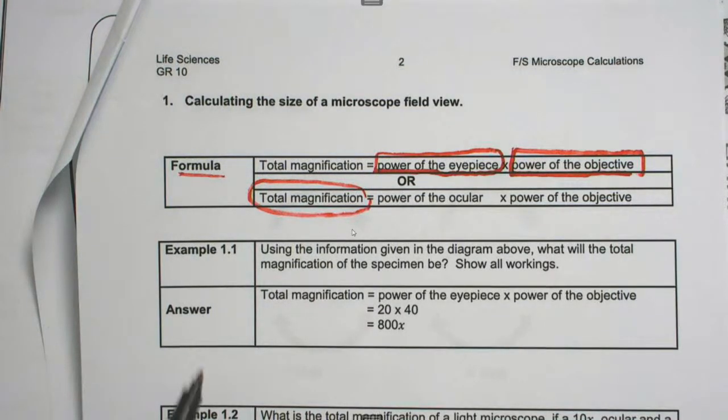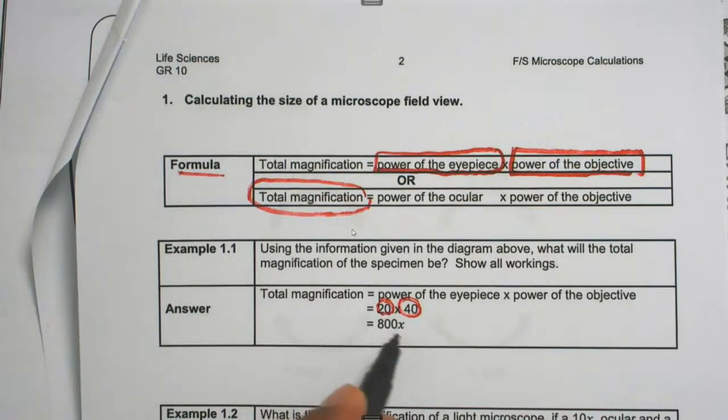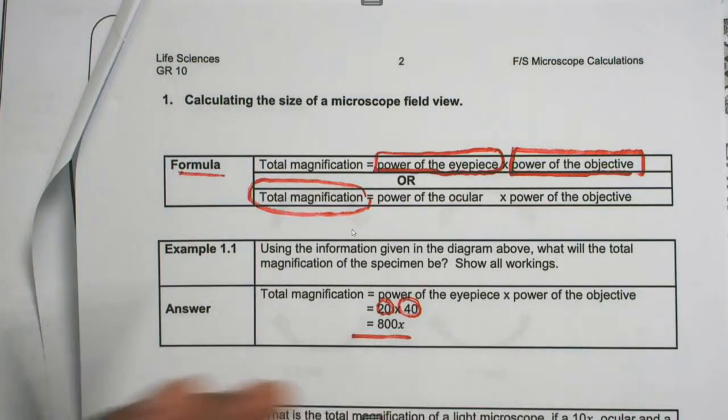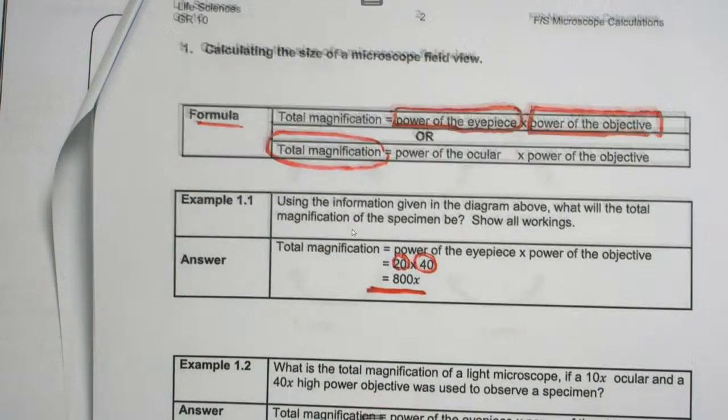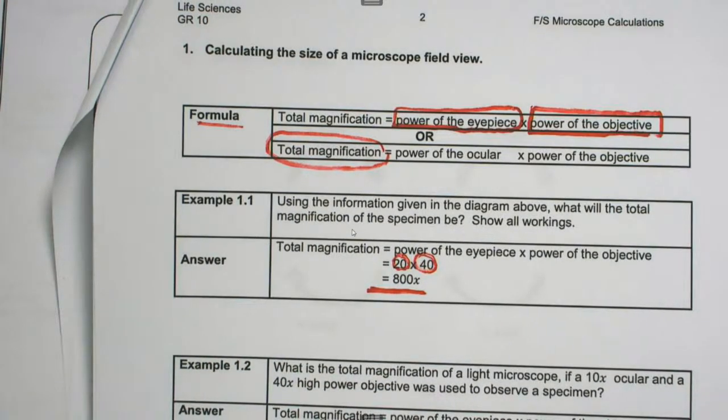Now let's look at example 1.1. Using the information given in the diagram above, what will be the total magnification of the specimen? Show all your workings. If the power of the eyepiece is 20 and the power of the objective is 40, we say 20 multiplied by 40, and the total magnification is 800 times. This x means it has been magnified 800 times.